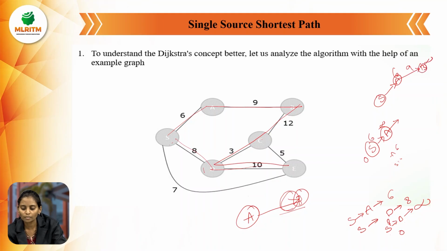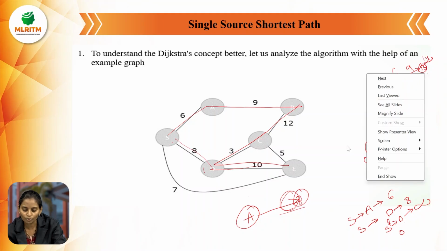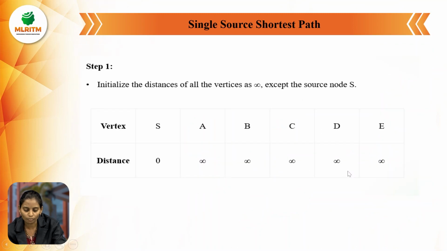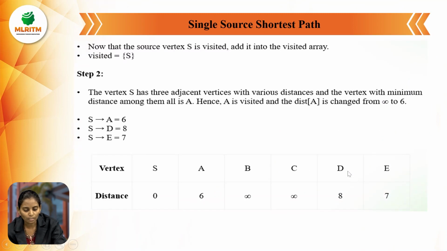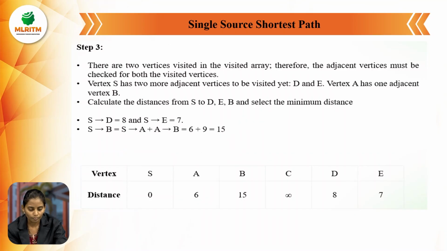So now when I am adding from A to B, it is traveling again from S to A and A to B. That means we want to add 6 plus 9, so the value will be 15. The B weight will be 15. Again, same thing. From here, again it will travel from one place to another. Like that, we will calculate each and every node weight.